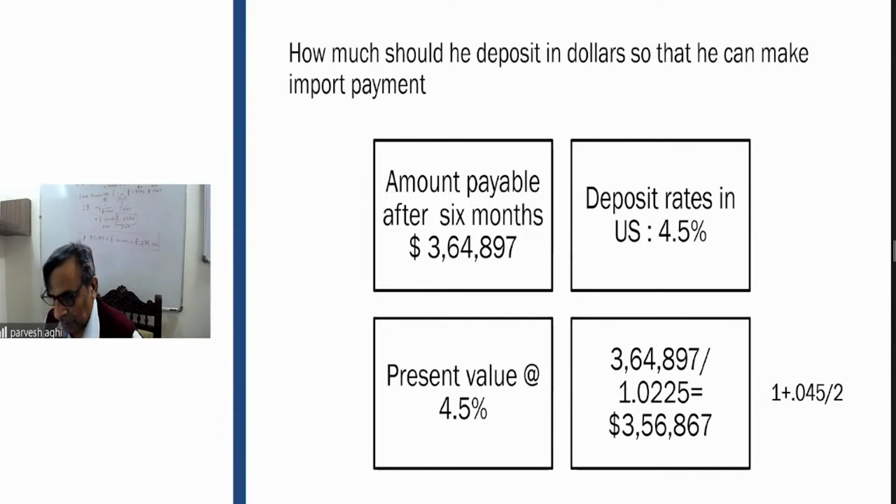$3,56,867. So if he deposits in a US deposit and gets 4.5%, this will exactly meet his interest, his total liability of 3,64,000. So this much money he should have with him. From where will he get this money? He's going to borrow this money from where? In England, in pounds.